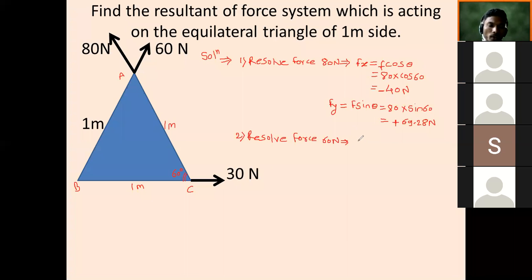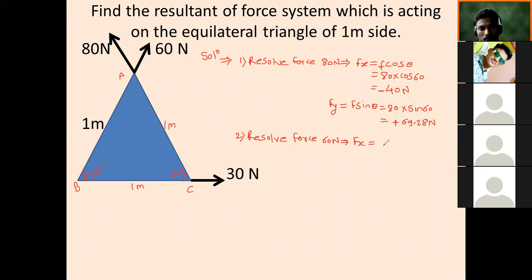Again we have to find one angle, either with the x-axis or the y-axis. If we extend the line of action of the 60 Newton force in the backward direction, it will meet at point B, where I have given B. So what will this angle be? 60 degrees again, because ABC is an equilateral triangle. Very simple.